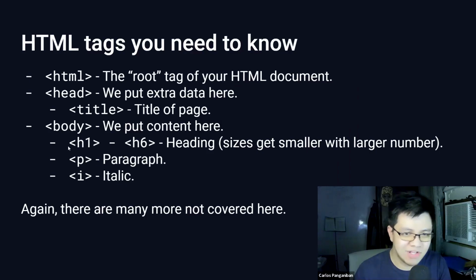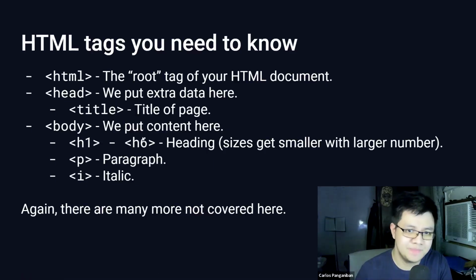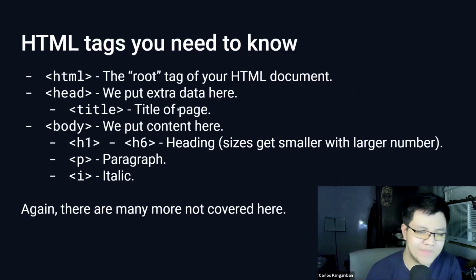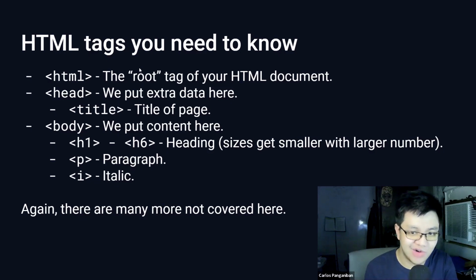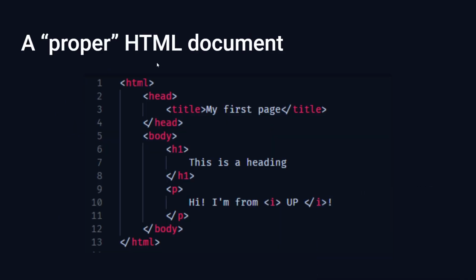So, yung kanina ginamit ko, H1 to H6, heading sizes yun. So, kung gumamit akong H6, liliit yan. No? Then, P stands for paragraph, I stands for italic. Again, there are many, many tags na hindi ko i-cover lahat. So, search nyo na lang. Pero ito yung pinaka-common. So, this is what a proper HTML document looks like.